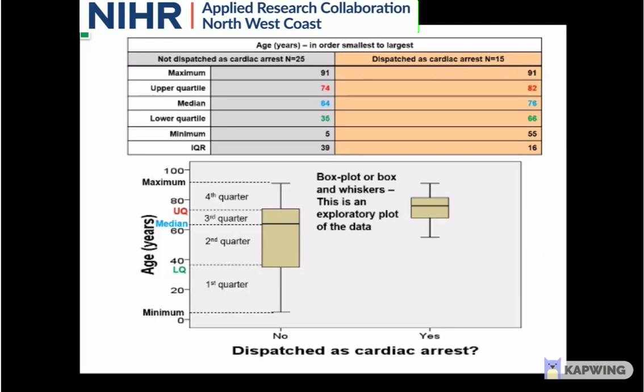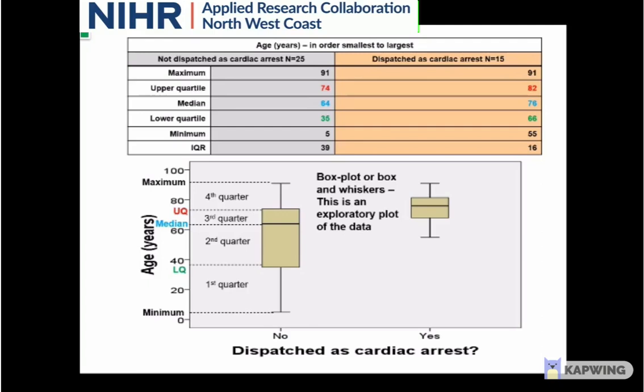We've got on there our median, which is our thick line in the middle. We've got our upper quartile and lower quartile, which are the edges of the boxes. We have our maximum and minimums, which is the end of the whiskers. And then your interquartile range is the height of the box, if you like. So we've got every single bit of information in there, and it also is a visual representation.